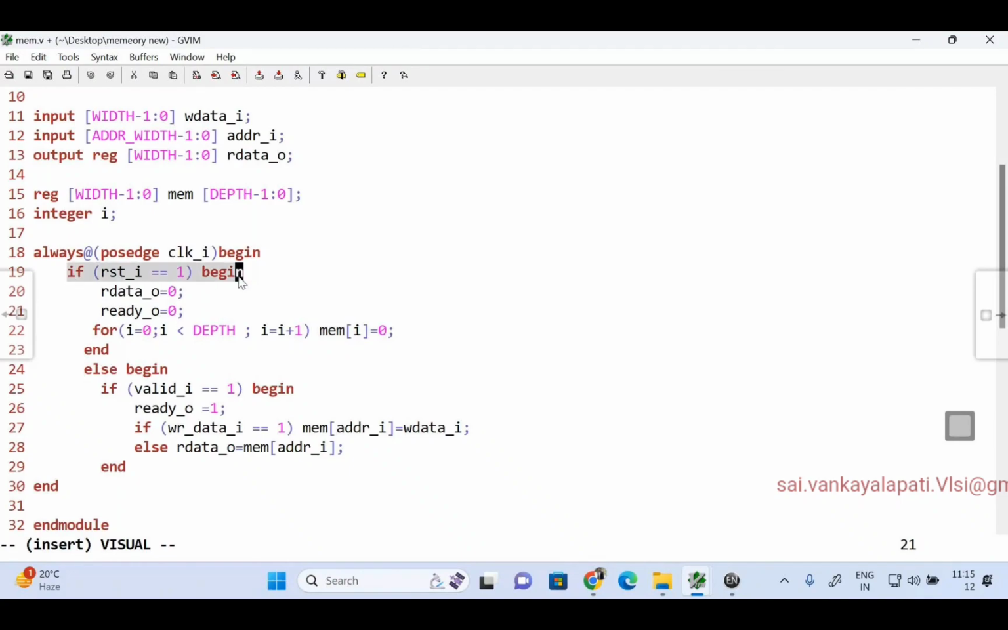In the else part, what am I doing? I'm checking if valid is equal to 1. If valid is true, then I'm checking for what? The other handshake signal is nothing but ready. If ready is also 1, now what am I checking? Read, write data enable. If read, write data enable is equal to 1, then it is a write operation, you're writing the data to the memory. Else, this becomes 0. When this is 0, what are you doing? You're reading the data. Are you clear?